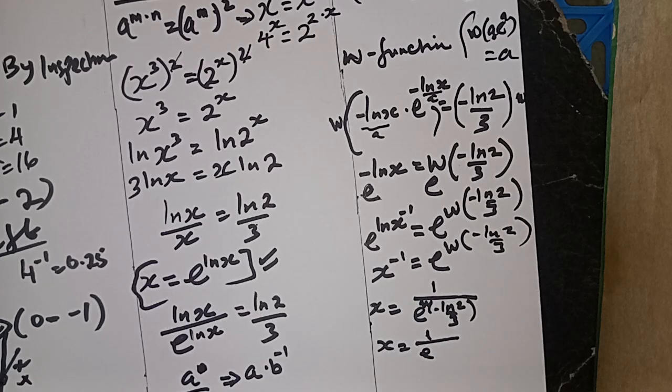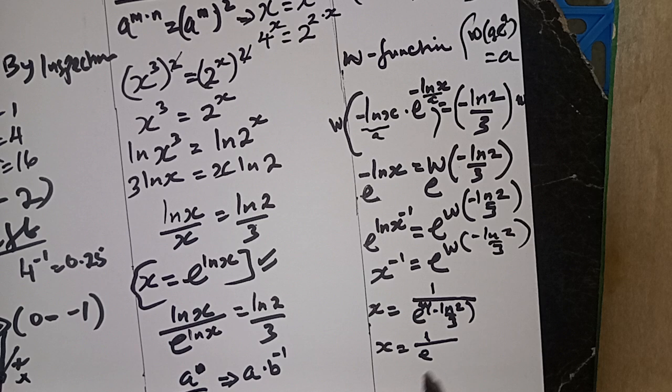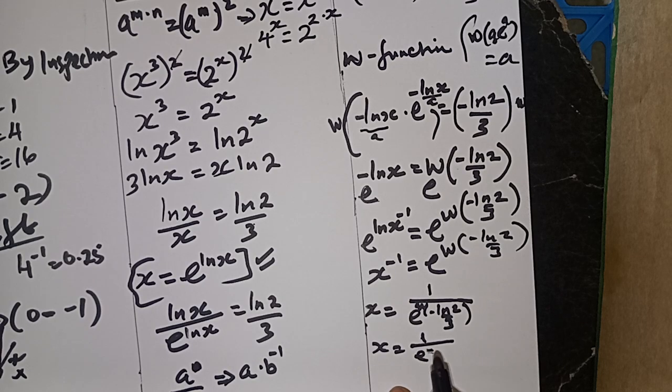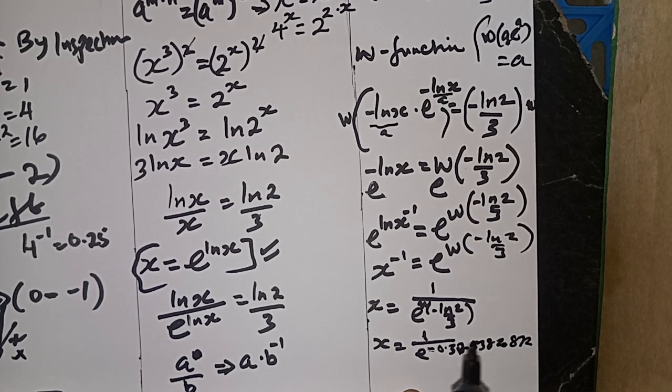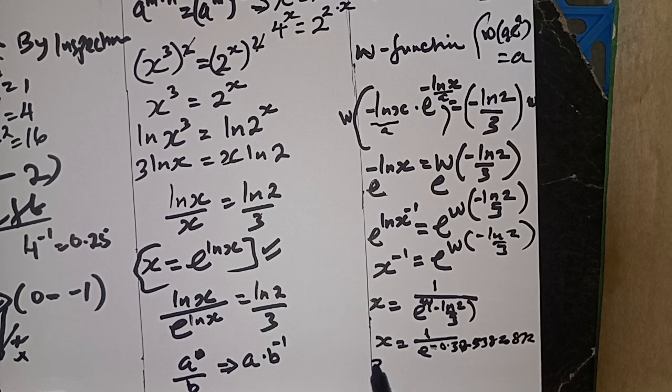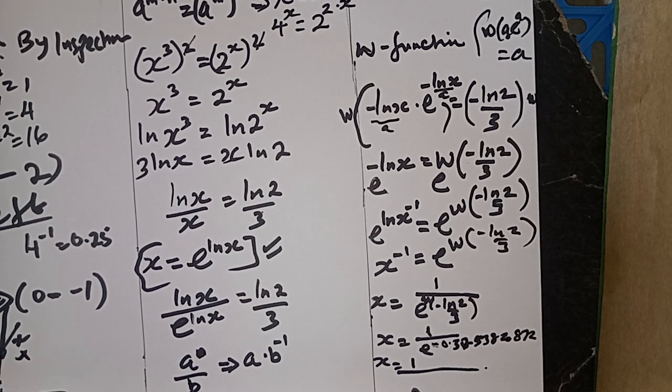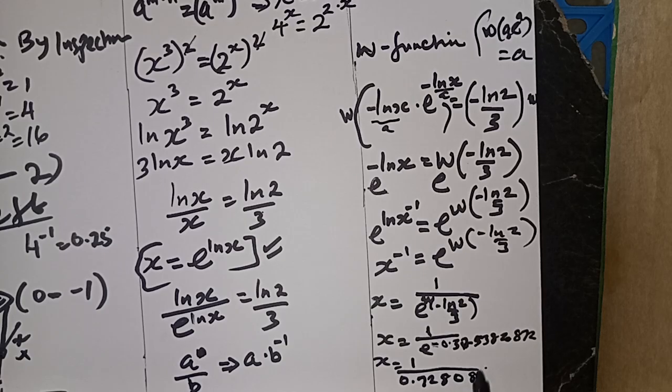When you compute the exponent of the W of negative ln of 2 over 3 on your calculator, I've just punched that in and I'm getting, I'll write everything, 0.7280844... So my x now becomes 1 all over 0.7280844.